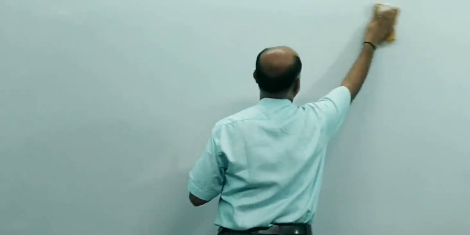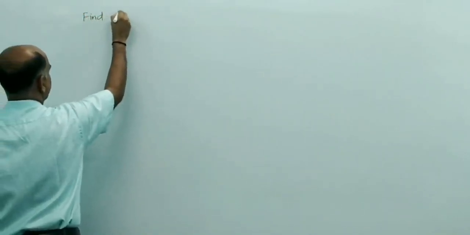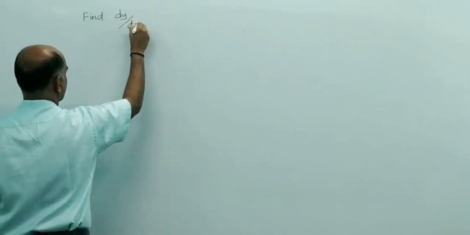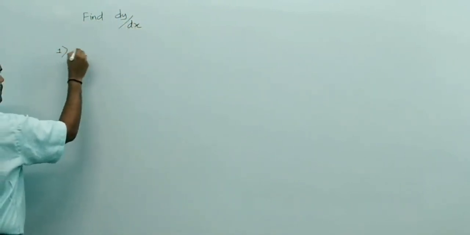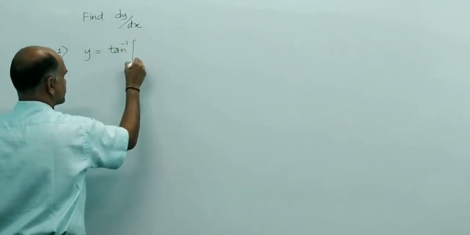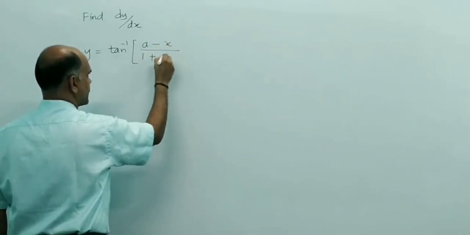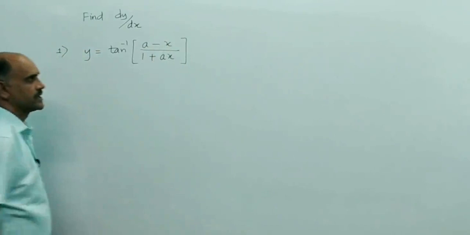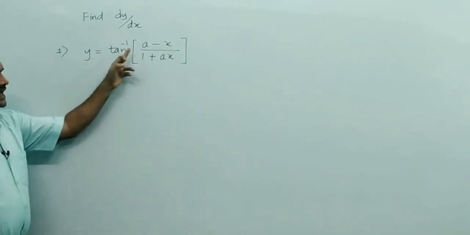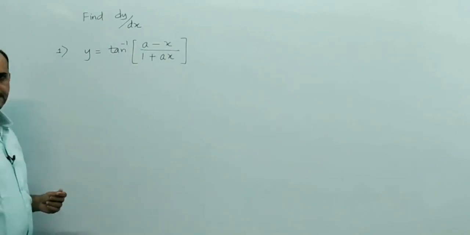First one, find dy by dx. You will be asked to find dy by dx. First one, y is equal to tan inverse of (a minus x) divided by (1 plus a into x). So y is equal to tan inverse of (a minus x) by (1 plus ax).